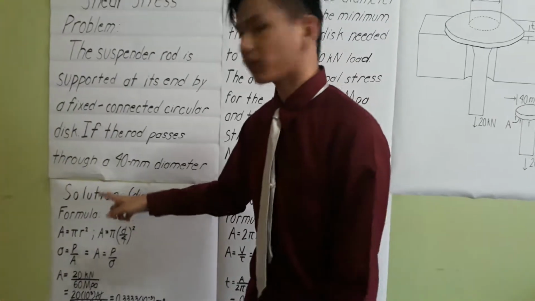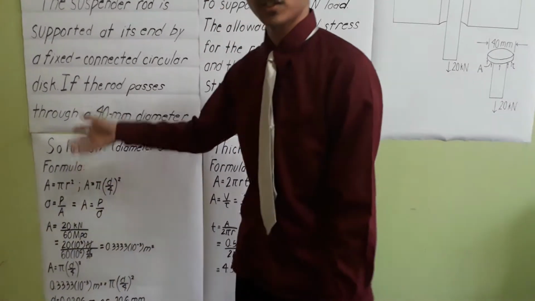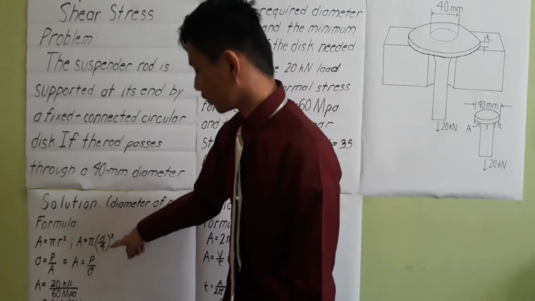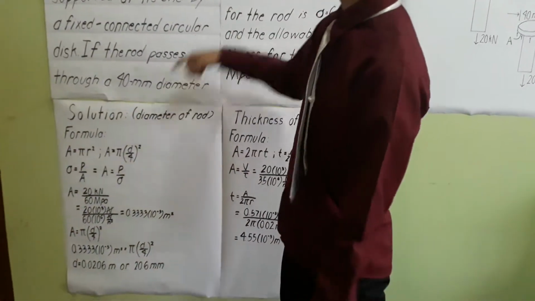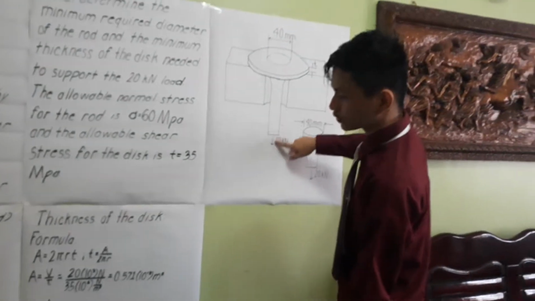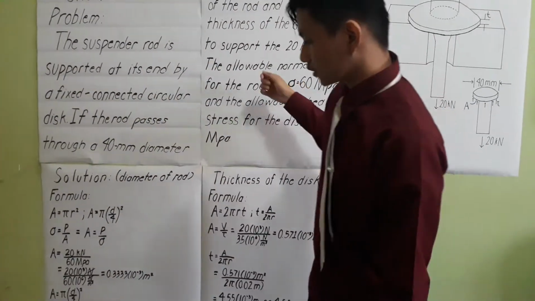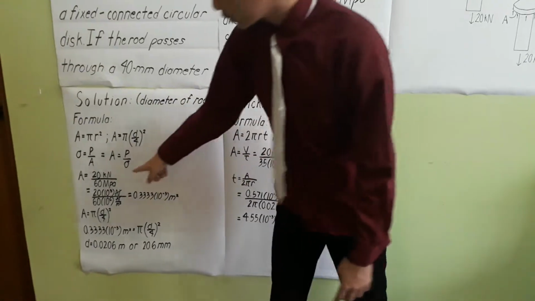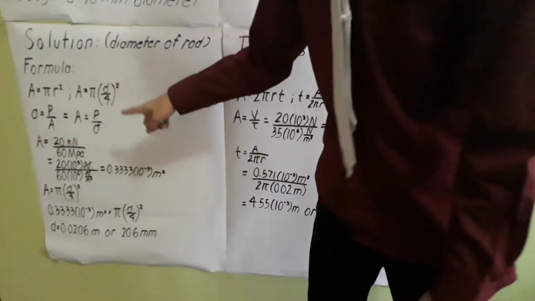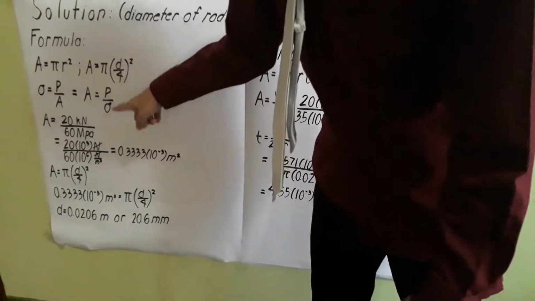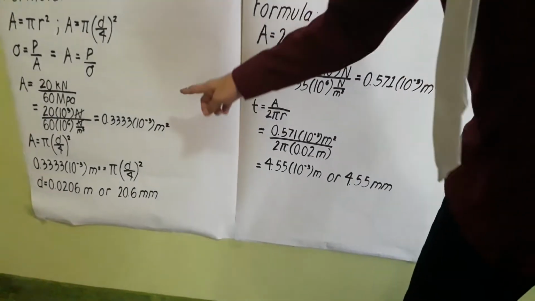So, for this, we can use the formula of the stress, which is stress equals force over area. We can just manipulate the formula and we get the area equals force over stress. And now, we can use 20 kilonewton, which is the load pulling the disc and the rod, and the 60 megapascal, which is the allowable normal stress. Now, we can just use the 20 times 10 raised to 3 to turn the kilonewton to newton, and the 60 megapascal times 10 raised to 6 to turn the megapascal to newton per meter squared. And the answer will be 0.3333 times 10 raised to negative 3 meter squared.